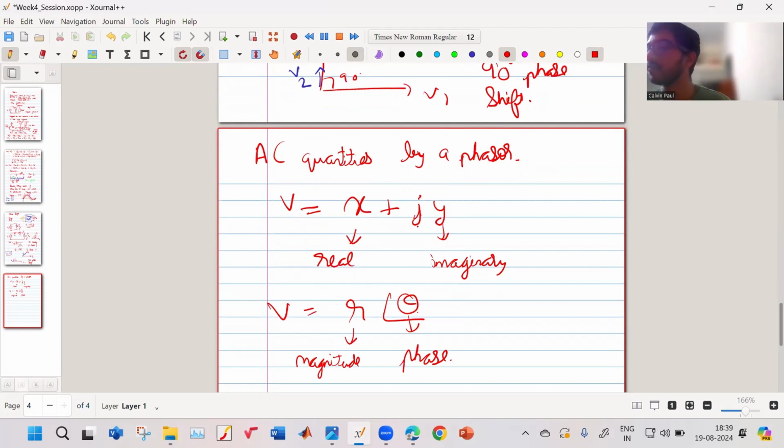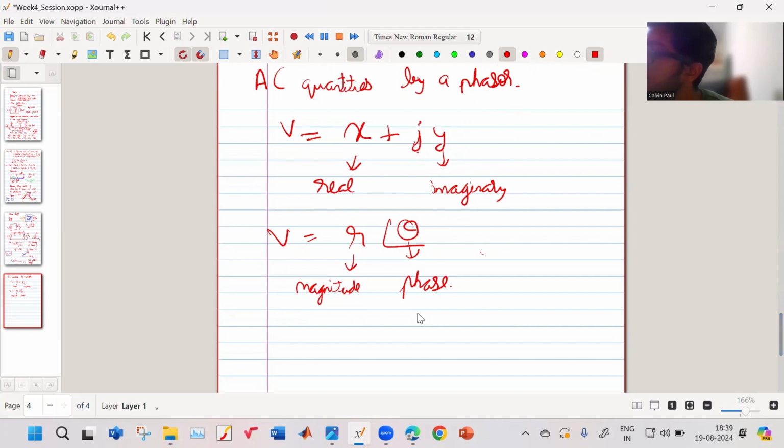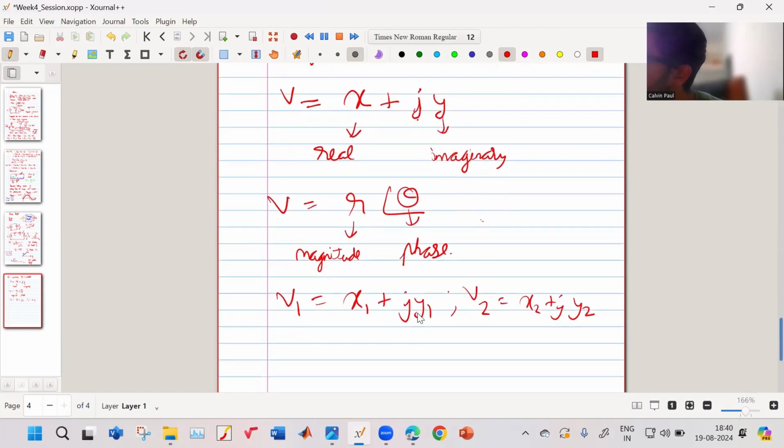So this is a common thing. You will have to use the GATE calculator, so you will not have that imaginary phasor concept available. So you'll have to know these things and how to use them. Let me assume you have your V1 as x1 plus j y1, and your V2 as x2 plus j y2. You will write V1 as R1 angle theta 1, and V2 as R2 angle theta 2.